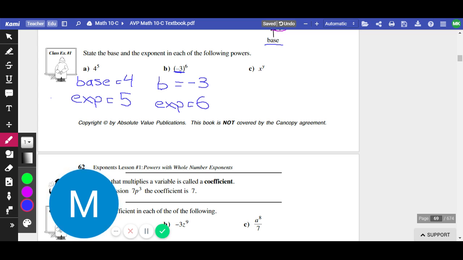We can do the same thing with letters. So we have x to the power of y. The base for that is x. The exponent is y.